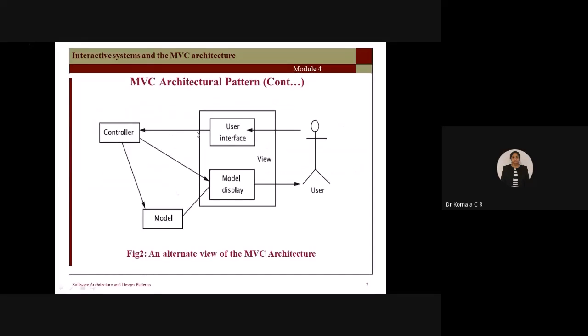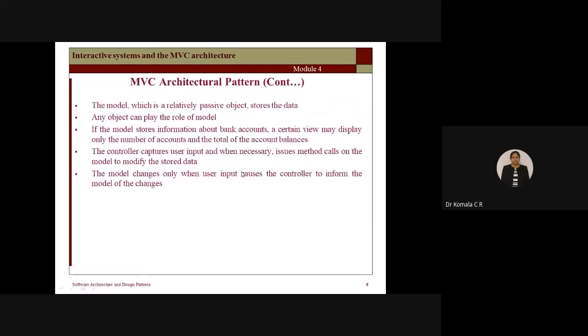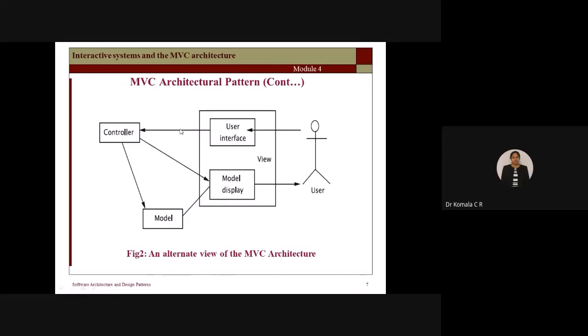The same thing is shown in this diagram. See here, I have a user. What are the three blocks we had in the first diagram? I have model, view and the controller. View, user at the other end. Fine. Here I have user at the other end.